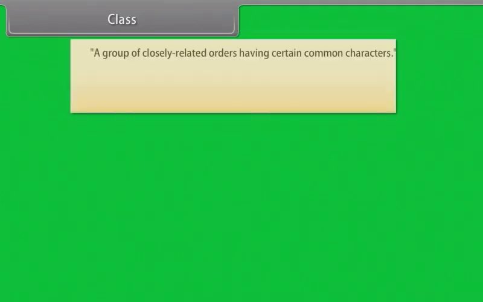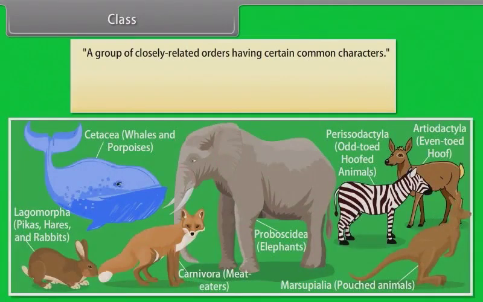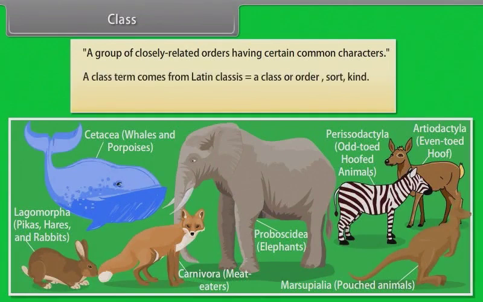Class: a group of closely related orders having certain common characters. The term class comes from Latin classis, a class or order, sort, kind. Example: class Mammalia.